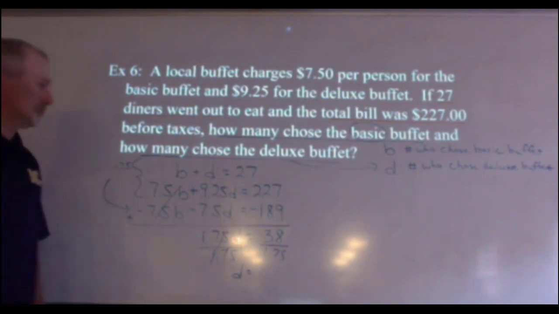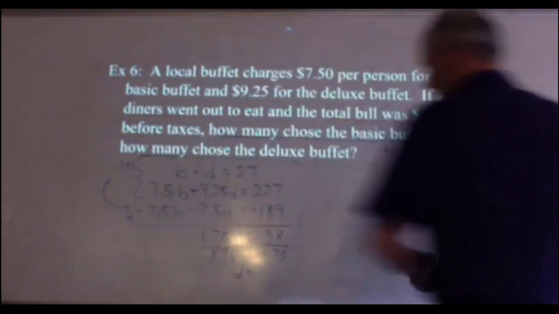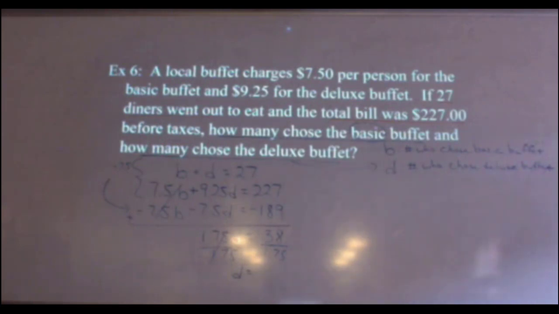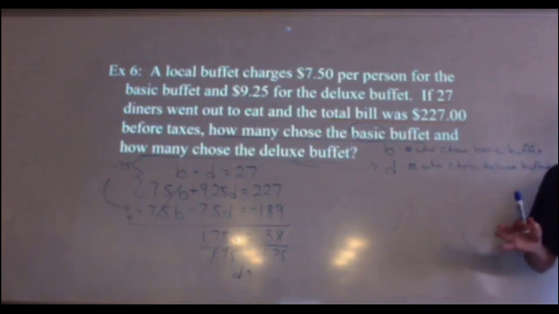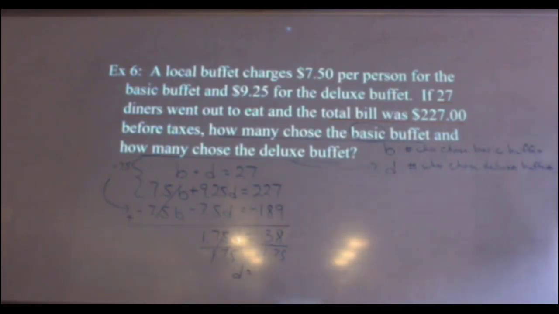21.7. Oh, something's wrong here. Did we mess something up? Is that what everybody got? 21.7? Do you see why something's wrong? This is number of people, we can't have a fraction, right? Does that make sense? So let's look. What did I do wrong here?